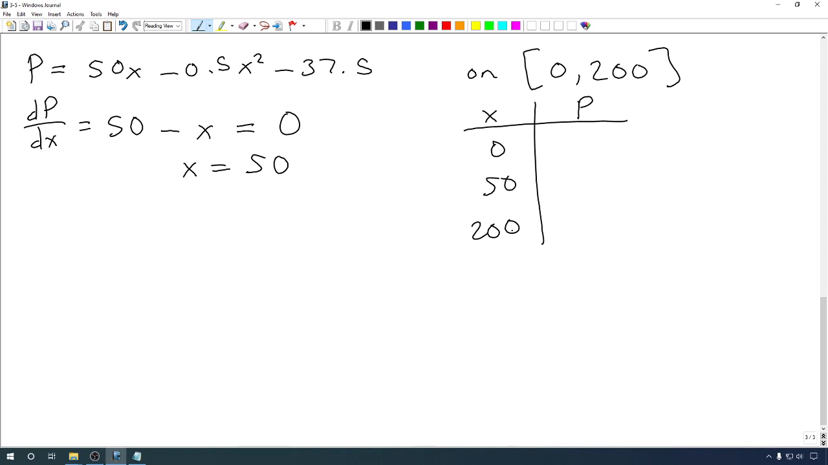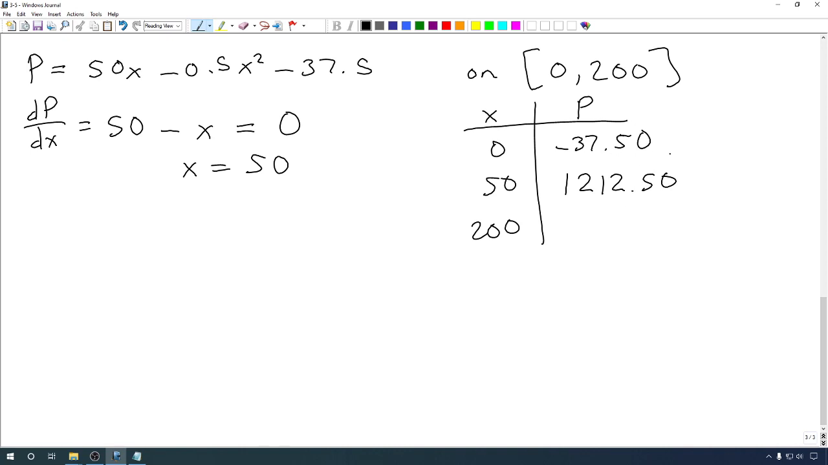So I'm essentially going to take these numbers and plug them into my formula. When x equals 0, the first two terms go away. We're left with a negative 37.5. Basically, we have this fixed cost of 37.5, and so when we don't sell anything, we still have that fixed cost, and we end up losing money. For 50, and again, I'm just going to use a calculator here. That's the easy way to do it. So plugging 50 into my formula, I get 1,212.5.